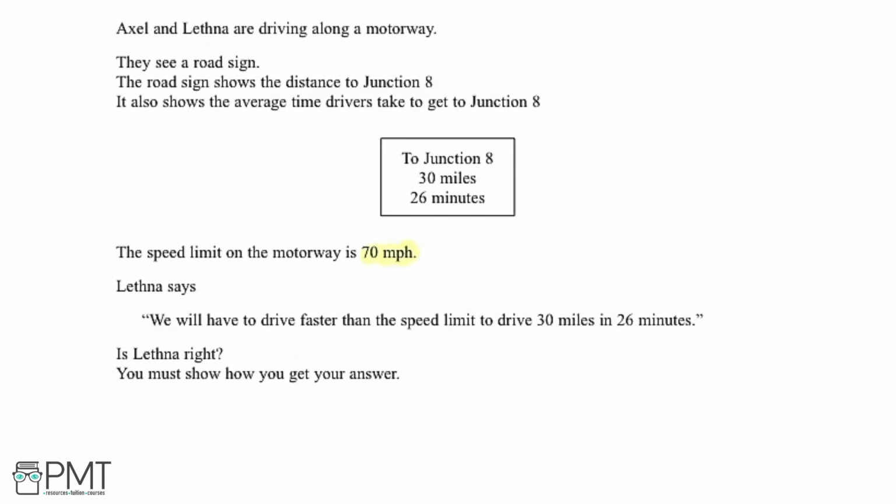And we need to show how we get to our answer. So firstly, we're going to have a look at what 70 miles an hour means. So 70 miles per hour means you can travel 70 miles in 60 minutes. So it's miles per hour, and an hour is 60 minutes. So you can travel 70 miles in 1 hour, so 70 miles in 60 minutes.